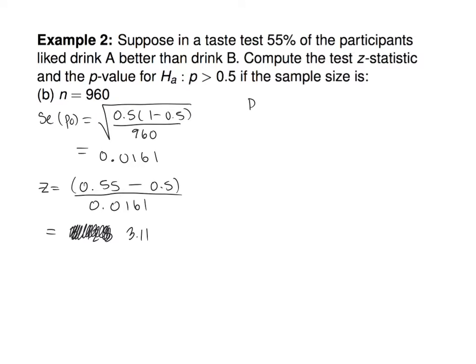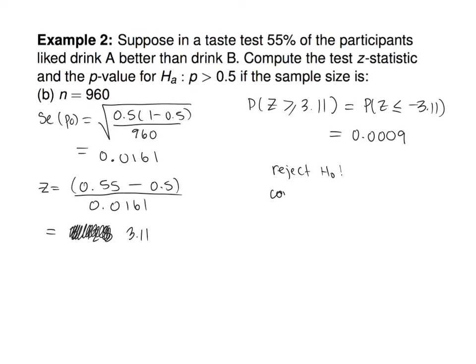So what's the probability that Z is bigger than or equal to 3.11? Same as the probability Z is less than or equal to negative 3.11. And if we're talking standard deviations, that's going to be a little bitty number, right? 0.0009. Yeah. So in this case, what would you do about H naught? Reject it. And you would conclude more people like drink A better.